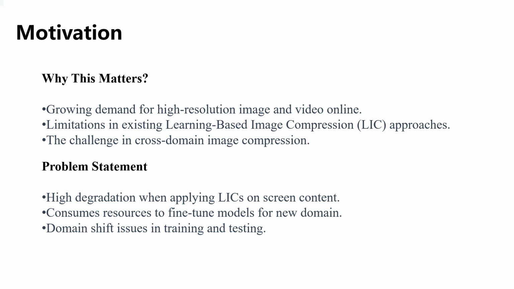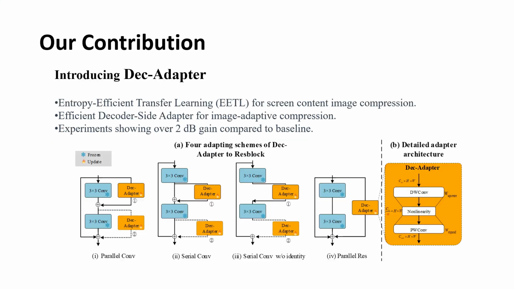We encounter a significant degradation in compression performance when applying these pre-trained LIC models directly to screen content images since they are two different domains. Fine-tuning these models for a new domain not only consumes valuable resources but also reduces their generalizability. In addition, we also face domain shift issues between training and testing phases. So, how do we solve these challenges?